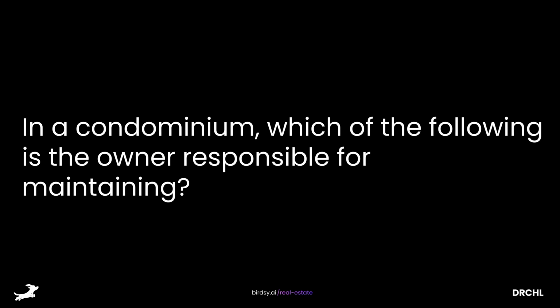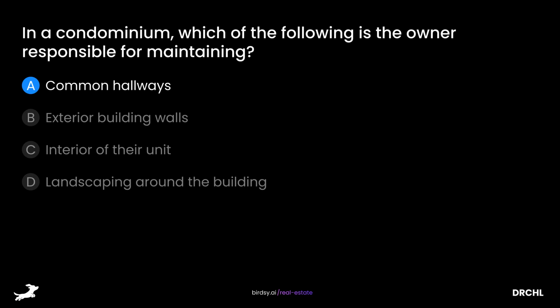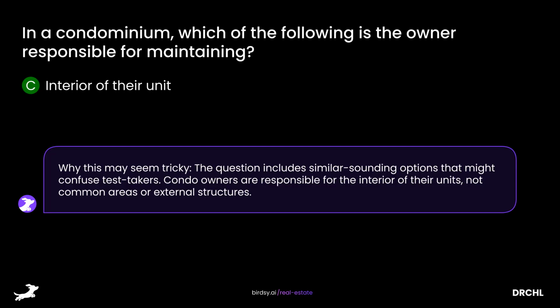In a condominium, which of the following is the owner responsible for maintaining? Is it A, common hallways, B, exterior building walls, C, interior of their unit, or D, landscaping around the building? The answer is C, interior of their unit. Why this may seem tricky: the question includes similar sounding options that might confuse test takers. Condo owners are responsible for the interior of their units, not common areas or external structures.